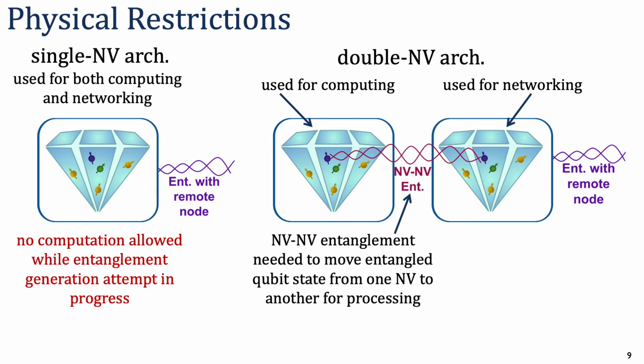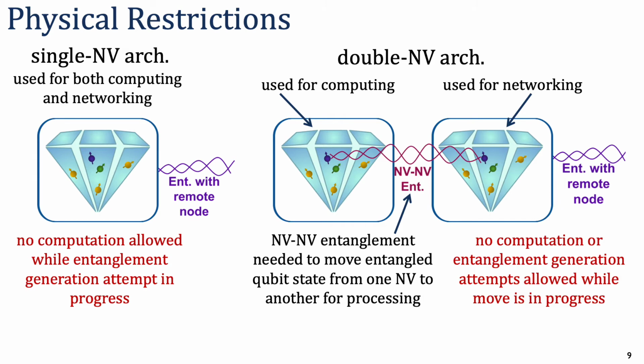trying to generate entanglement. The double NV architecture partially addresses this restriction, but the state transfers in this architecture require NV to NV entanglement generation, which uses the communication qubits in both the NVs. This means that both computation and entanglement generation are halted when a state transfer is in progress. For a double device architecture, we also expect the state transfers to be more time-consuming and complex to implement than in a single device architecture. Depending on the quality of the inter-device interface, state transfers may also significantly degrade the quality of entanglement.